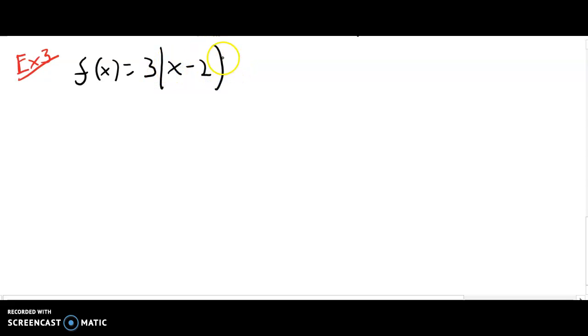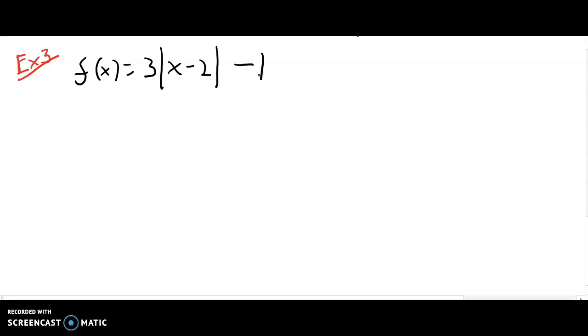Okay, we're going to do one last example, and I'm going to do this one without a graph in place, just to show you more what it looks like if you have to sketch a graph by hand. So we're going to call this example 3, and we're going to say it's f of x equals 3, absolute value, x minus 2, that should be a line, not a parentheses, minus 1.